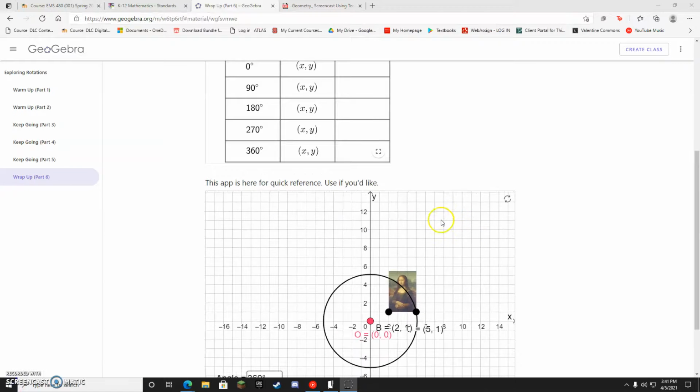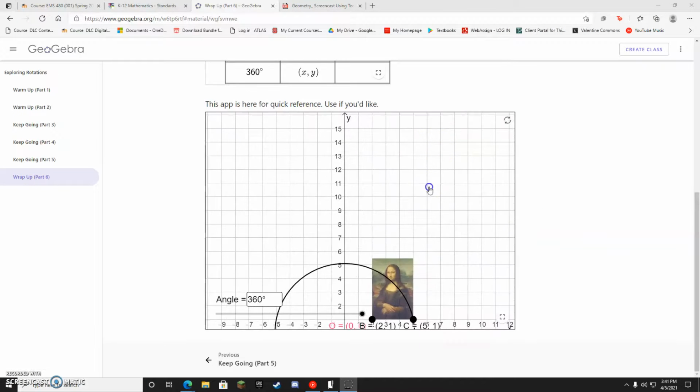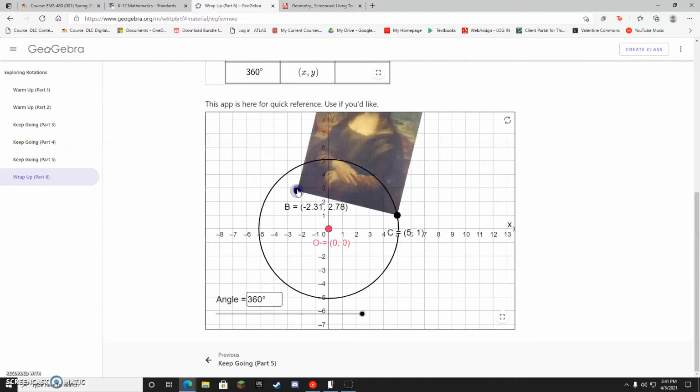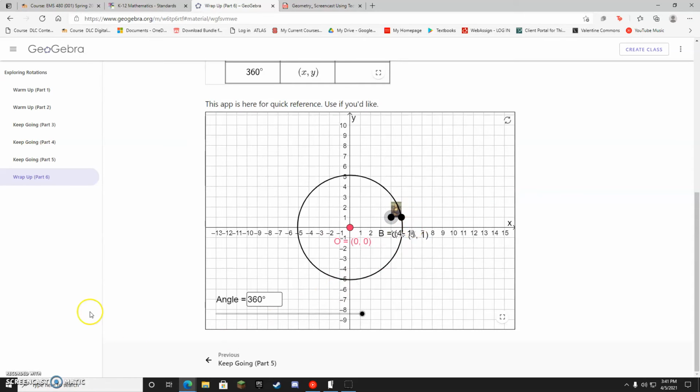Yep, so I think that's it. I've covered everything, and I think it's a great task if you're just now starting to learn about rotational transformations and symmetry. So, yep, this is something I'll definitely be using in my classroom.